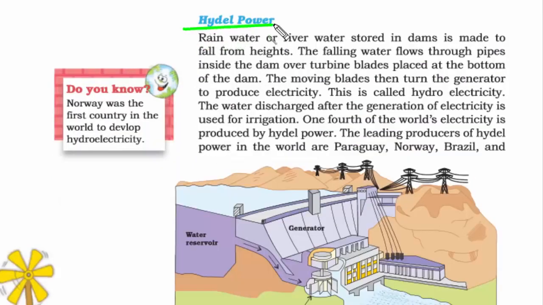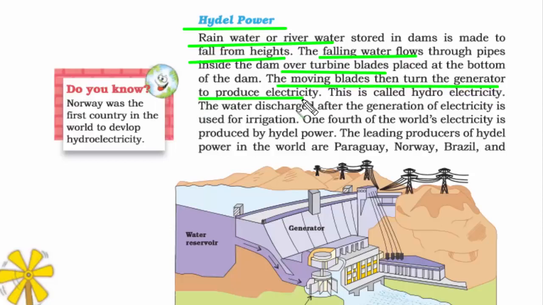And the next type of energy is hydel power. Remember, power produced out of water. So rainwater and river water are stored in a dam and fall from a height. And when they fall over turbine blades, they move. And the moving blades turn the generator to produce electricity. And this is called hydroelectricity. And it is a non-conventional source of energy because after the generation of electricity, the water is used for irrigation. So there is no wastage.